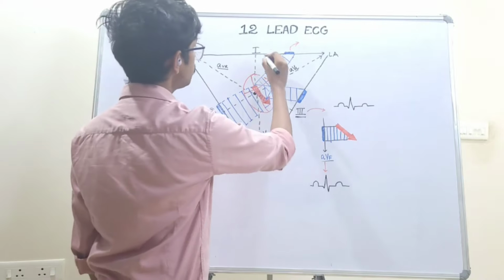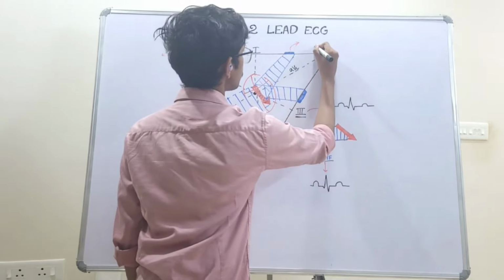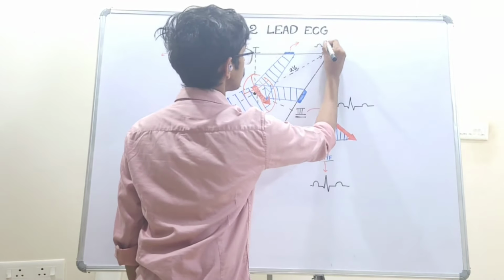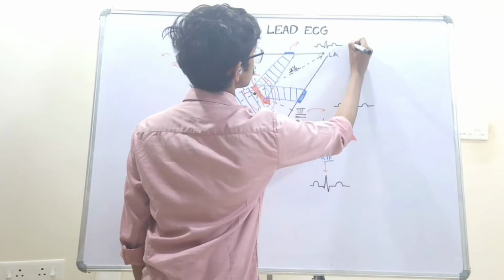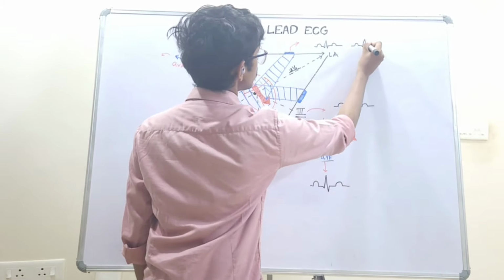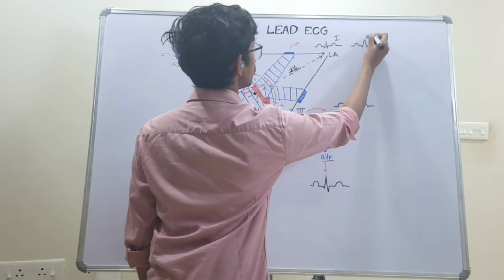When we come to lead 1, this will see this depolarization wave very minimal. So the waves will be very small. In the same way, in AVL also, the waves will be very small. This is lead 1, this is AVL.